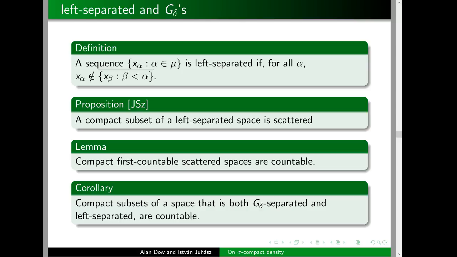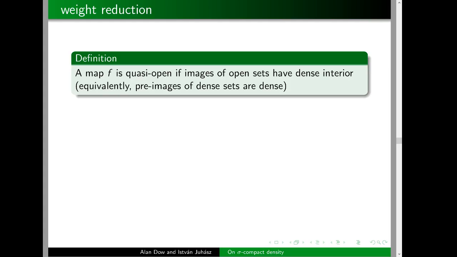Well, if you take a compact subset of a left separated space, it's scattered, and in relative topology it's first countable, and so therefore it's common. So this is going to be our main tool, but we've got to do some stuff in order to make this tool useful. All right, so the first thing was a weight reduction. So it turns out we can get a weight reduction.